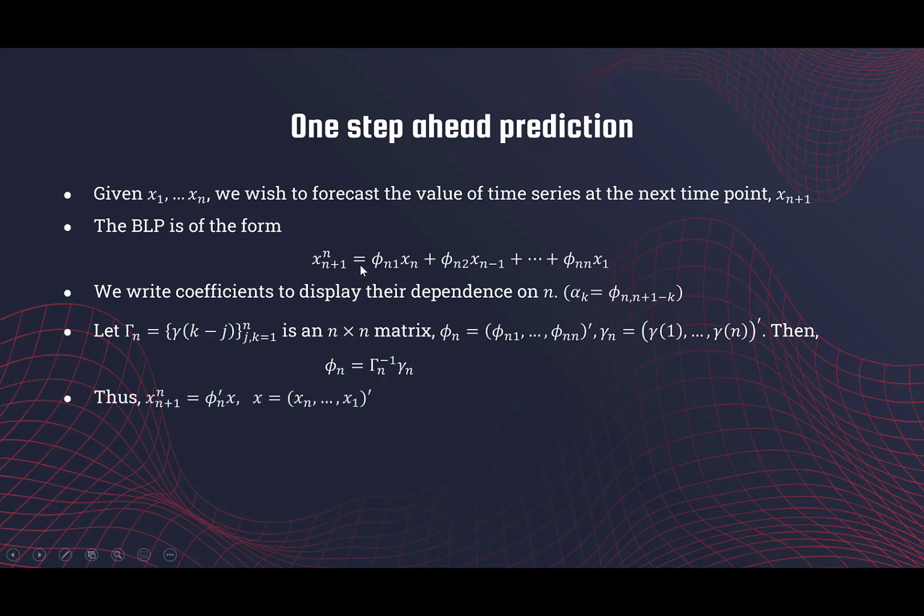So if I plug in this value here, xn plus 1 at n is this product, or dot product, of this vector phi n and x, where now I'm writing these x in reverse order, xn to x1, because we wrote this equation here in a reverse fashion. So we have xn plus 1 at n is phi n transpose x. X has these terms written in reverse order. Phi n transpose, we know what these are.